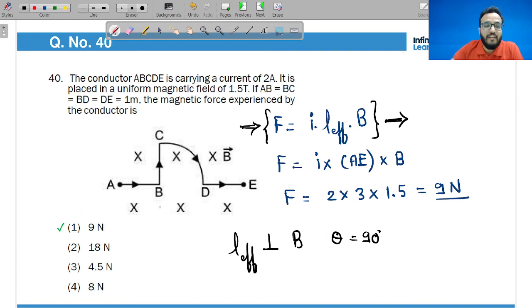Right? Now, L effective is what? Join these 2 points. This is the effective length. That's all. So, put the values, get your answer. That's all.